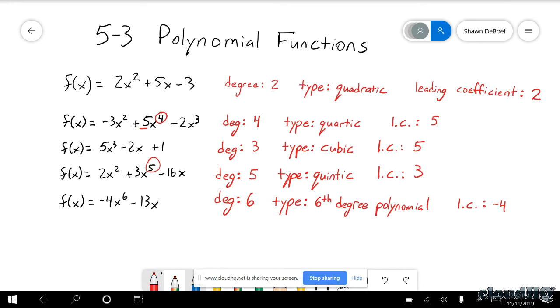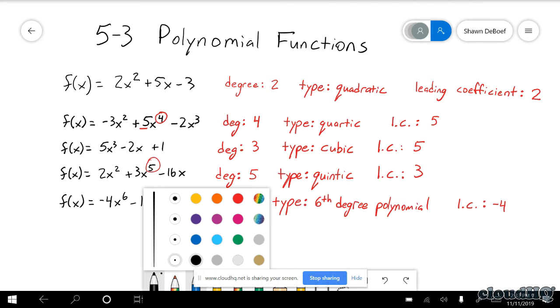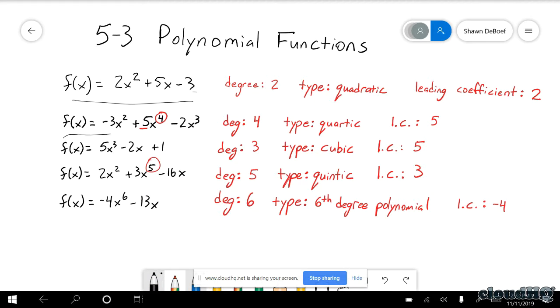Okay, so I forgot to start recording these notes right at the beginning. So quick overview of what I have here. I have a few different polynomials right here. And then what we did is we talked about what the degree of each was, the type of each one, and what the leading coefficient is.